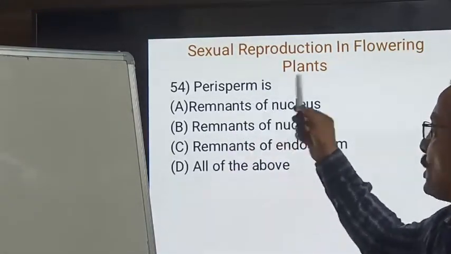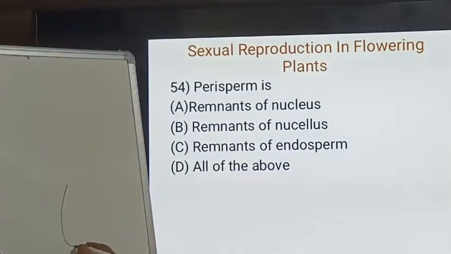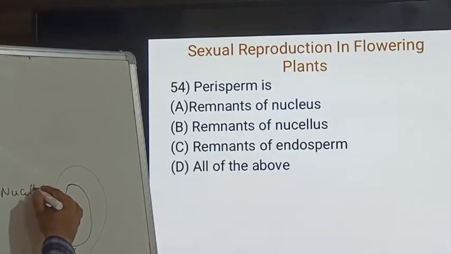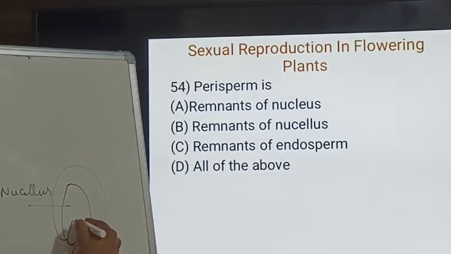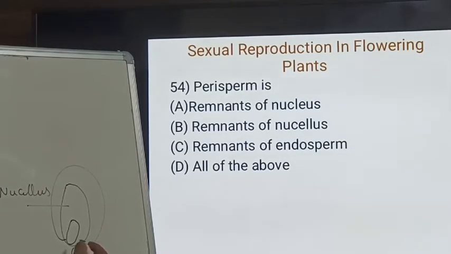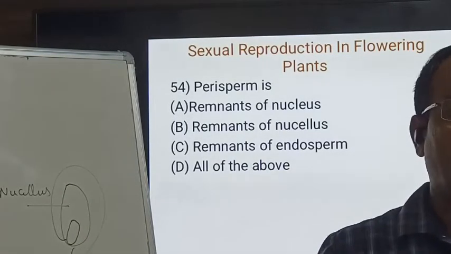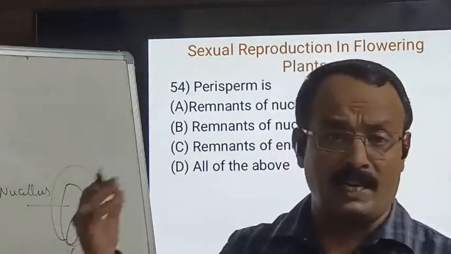Next question, perisperm. See, this is most important. Inside the ovule, there is nucellus. This is the nucellus. And the embryo sac or female gametophyte is developed towards the micropylar end, which is a 7 cell 8 nucleate structure. After fertilization, the egg develops into zygote and the polar nuclei with the fusion of one male gamete develop into triploid primary endosperm nucleus. So embryo starts developing, endosperm is formed, and the ovule becomes seed, ovary becomes fruit.